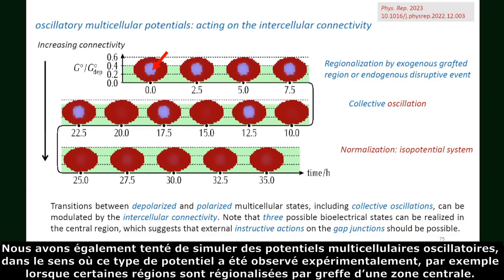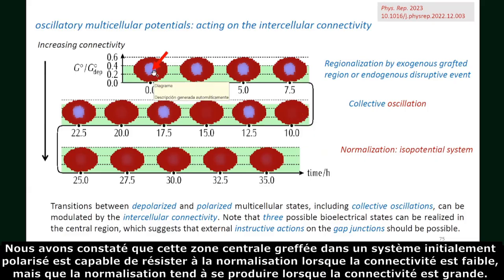We have also tried to simulate oscillatory multicellular potentials, in the sense that this sort of potentials has also been observed in experiments where, for instance, some regionalization is obtained by grafting a central region. What we have found is that this central region, which has been grafted in an initially polarized complete system, is able to resist normalization for low enough connectivities, but normalization tends to proceed for big connectivity.